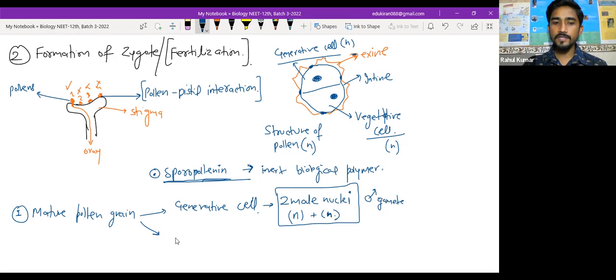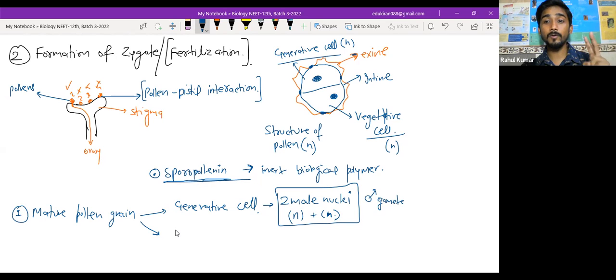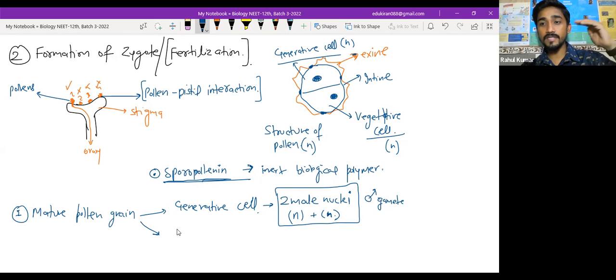Now, what is the role of the vegetative cell then? Yes, Fatima, any question? So there will be two gametes. Yes, there will be two male nuclei. This is the twist. In one pollen, just before the pollen tube starts growing, the male nucleus divides into two. And now there are two haploid male nuclei, which can be called two male gametes, inside one pollen. I'll tell you why it happens.